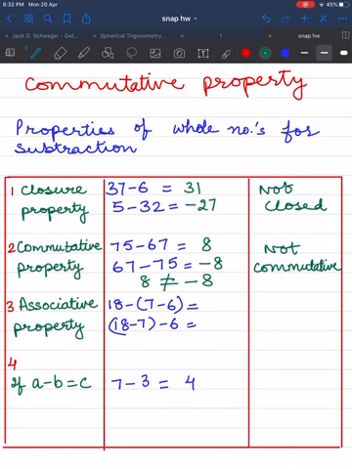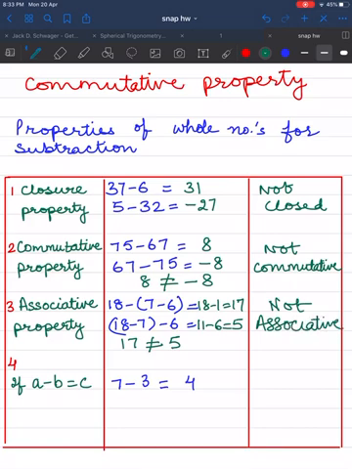Now third property is associative property and here we have taken three whole numbers. Now I have written 7 minus 6 in one bracket. So 18 minus 1, which is equal to 17. And here 18 minus 7 I have written in the bracket. So 18 minus 7 is 11. So 11 minus 6 is equal to 5. So again you can see 17 is not equal to 5. So when we rearrange the numbers, we are not getting the same result. So we say that whole numbers are not associative under subtraction. So not associative.